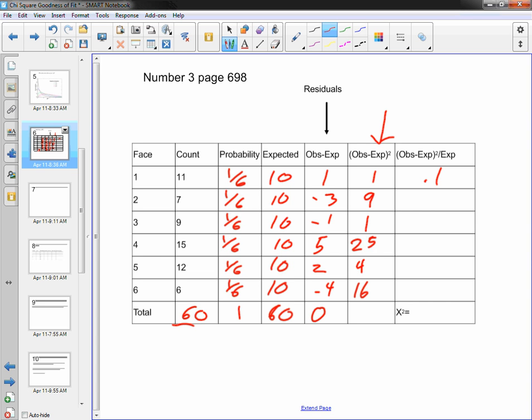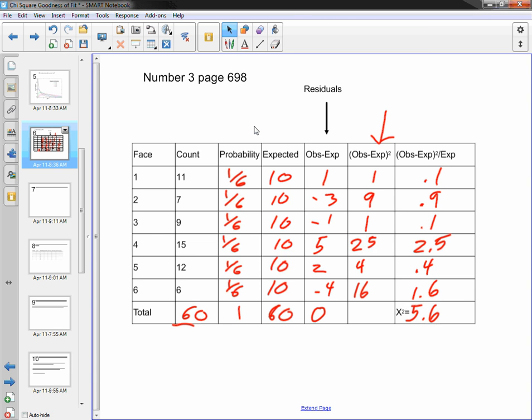What's this one going to be? 0.9. It's 9 divided by 10. This one's 1 divided by 10, it's 0.1. 25 divided by 10 is 2.5. 4 divided by 10 is 0.4. And 16 divided by 10 is 1.6. So what does this come out to be? If we add all those together, we get 5.6.